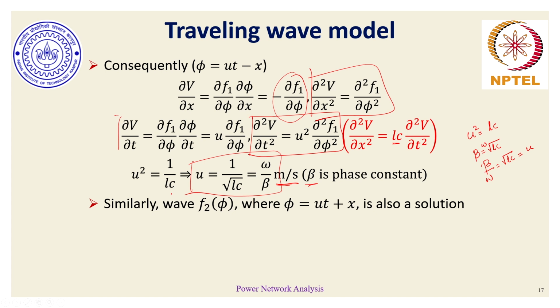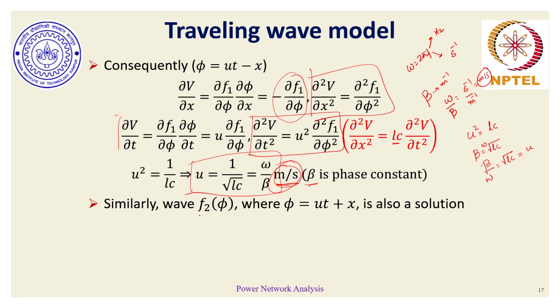Omega is 2 pi f, the angular frequency, divided by beta, which is the phase constant, and the unit becomes meter per second. Remember, omega is 2 pi f, and the unit of f is hertz, so the actual unit of omega is second inverse. Beta doesn't have a unit in itself; its unit is meter inverse or kilometer inverse. So omega by beta is second inverse divided by meter inverse, which is meter per second. That's how u is called the speed or velocity of some form. It's actually the electromagnetic wave propagation constant.